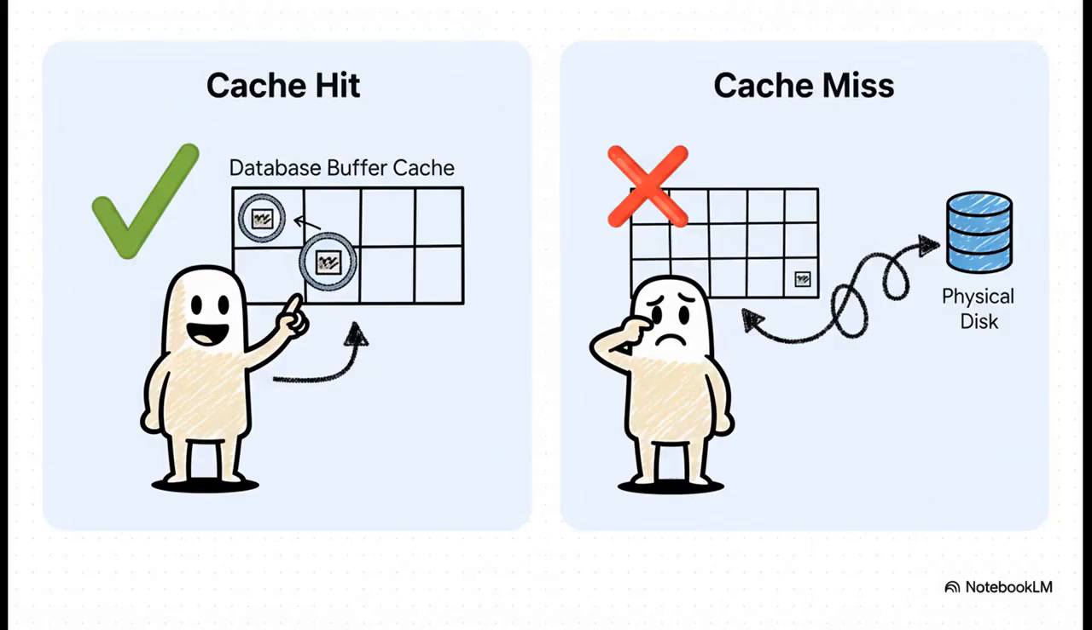If the data's there, we call that a cache hit. Perfect. That's like finding what you need on the desk right in front of you, super fast. But if it's not there, that's a cache miss. And that means our server process has to leave the workshop and take a much, much slower trip over to the permanent library, the physical disk.